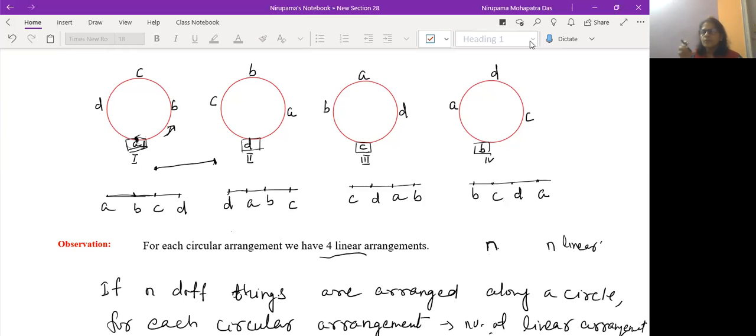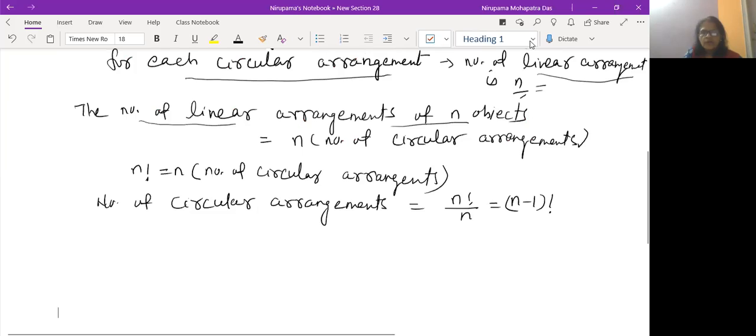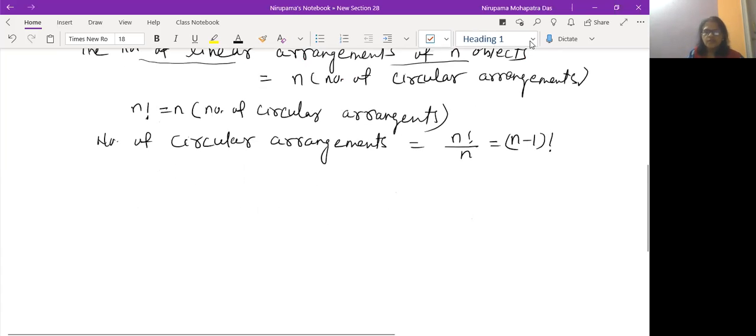It means if you have n objects, then one object is being fixed at one position. So the remaining n minus 1 objects can be arranged, right? So that can be done in factorial n minus 1 ways. So this is, you can say, the simplest way of explanation, just to keep the concept in the mind. Otherwise, the detailed explanation is like this. So this is one case.